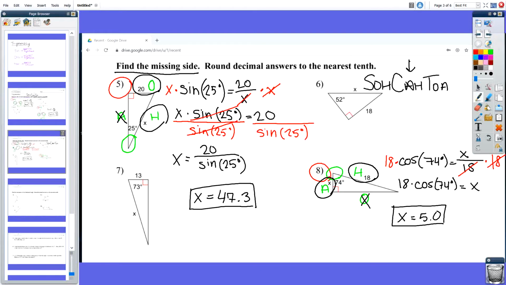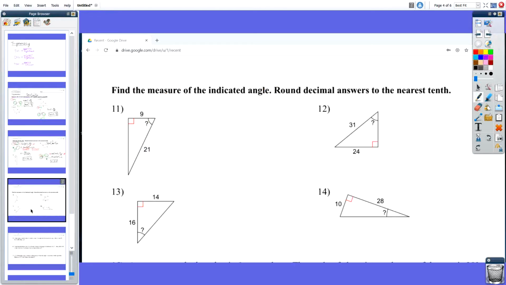So that is how we find a missing side when we've been given one angle and one other side. We can also use trigonometry to find a missing angle when we've been given two sides of a right triangle. So again, make sure that you have SOHCAHTOA written on the top of your page or somewhere else where you can see it. And we are going to get started. We will do number 11 and number 14 in this section.